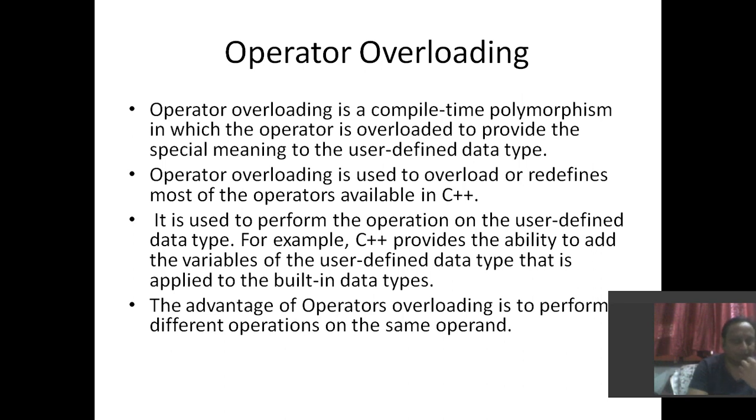For example, C++ has the ability to apply operators to variables of user defined data types, as it does to built-in data types. Means built-in data types such as integer, float, character, we can apply operator overloading over them. The advantage of operator overloading is to perform different operations on the same operand. Means on the same operand we can perform different operations, which we can see in the coming examples.